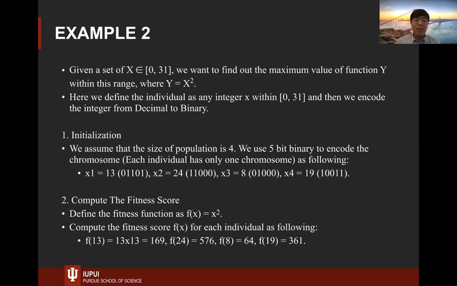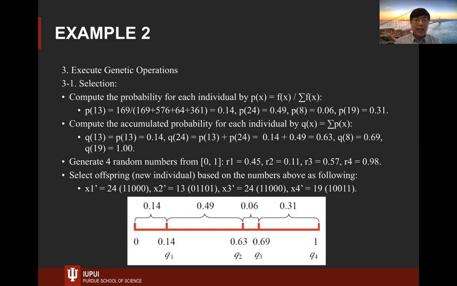In the next step, we compute the fitness score. We define the fitness function as f(x) is equal to x squared, and then we compute the fitness score for each individual as follows. For example, for the first individual, 13 times 13 is equal to 169. So we compute 4 fitness scores by this method. The next step is to execute the genetic operations.